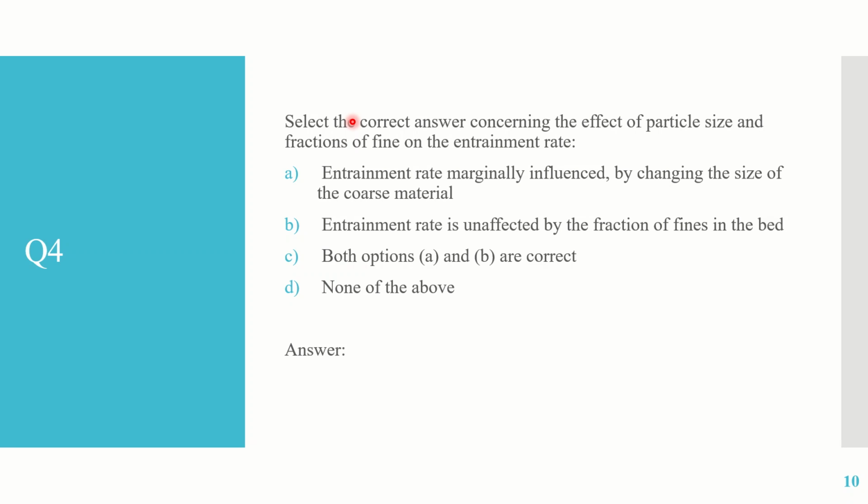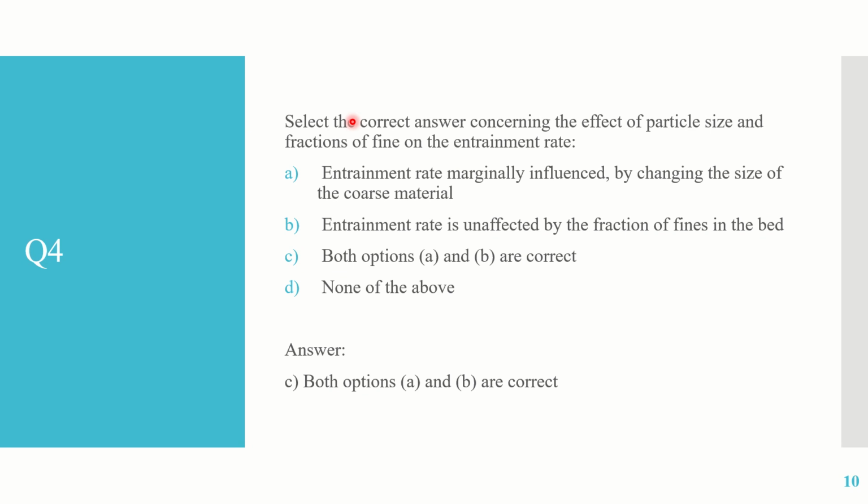So actually the answer is both option A and B are correct, because entrainment rate is not going to change by changing the fraction of fines inside the bed. And similarly with coarser particles, when we change the size, the entrainment rate is marginally influenced, whereas with fines, if we change the fractions, it is not going to affect it. So the answer is both option A and B are correct, and option C is the right answer. I think it is clear.